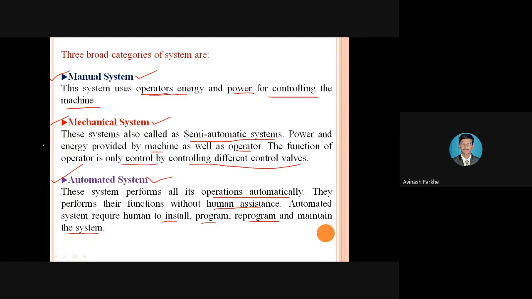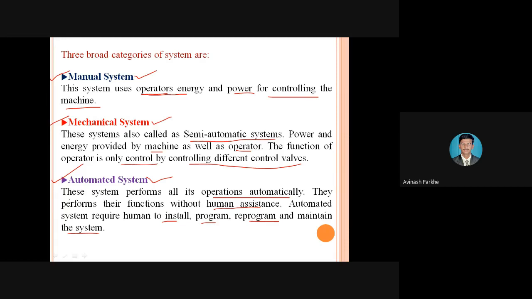Second, the mechanical system, which is called semi-automatic, in which the energy and power of the machine as well as the operator are required. Maybe you can say 50% machine power and 50% operator power. Also, in a semi-automatic system, if I have to operate some of the control devices or control valves, they can be operated by the operator only. And the third type is called the automated system, fully automatic. That means all the operations are performed automatically without any human assistance.